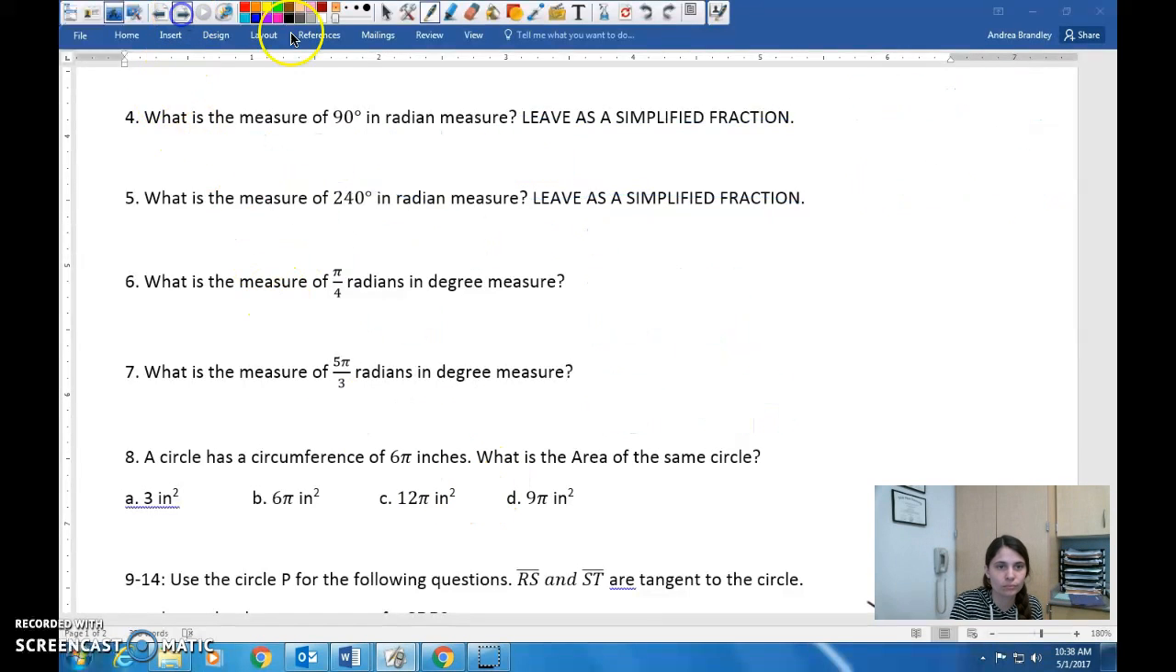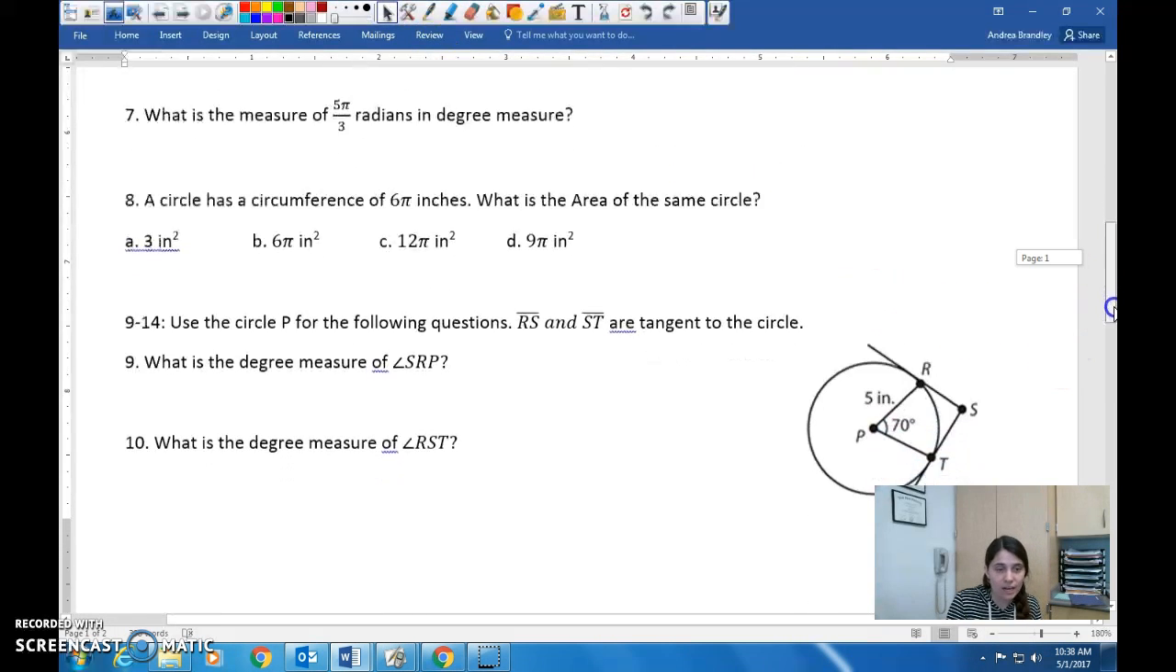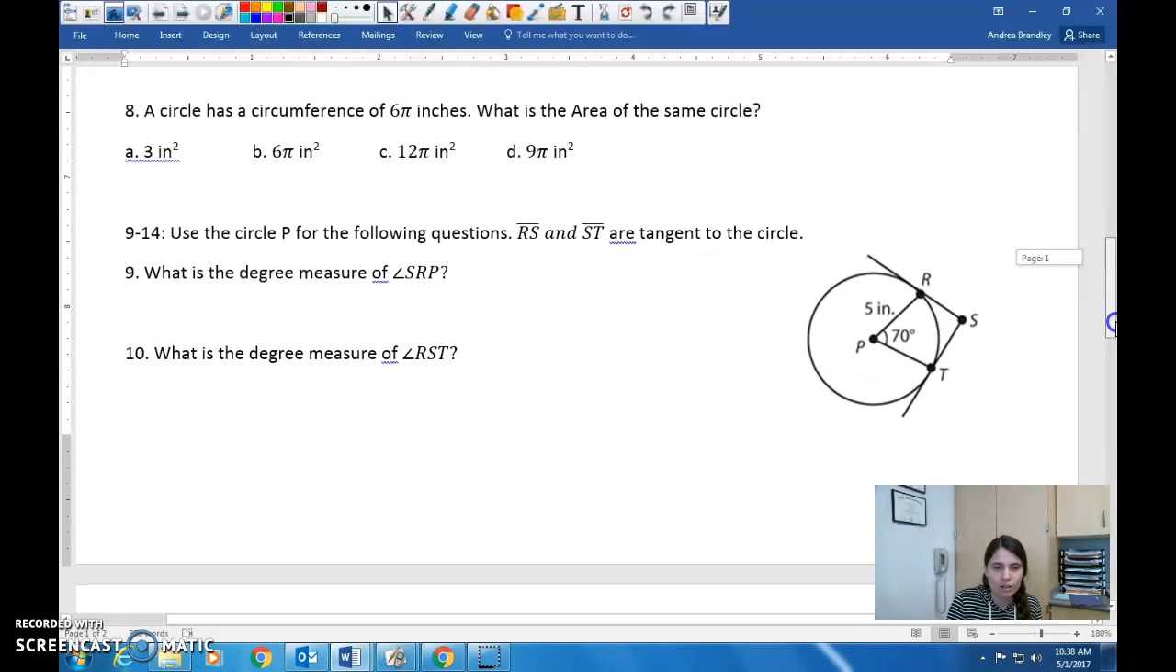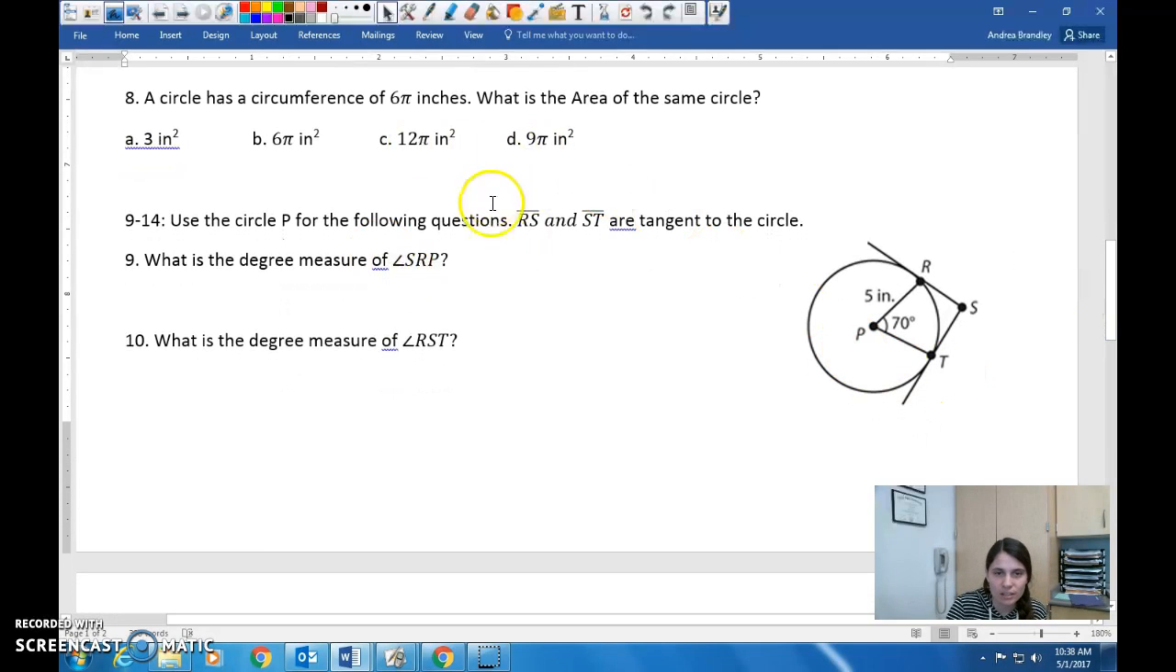Number 8. I'm given the circumference and it asks me for the area. So the biggest thing with this is you have to find the radius first. Even though it doesn't ask you for the radius, you need the radius to find the area.